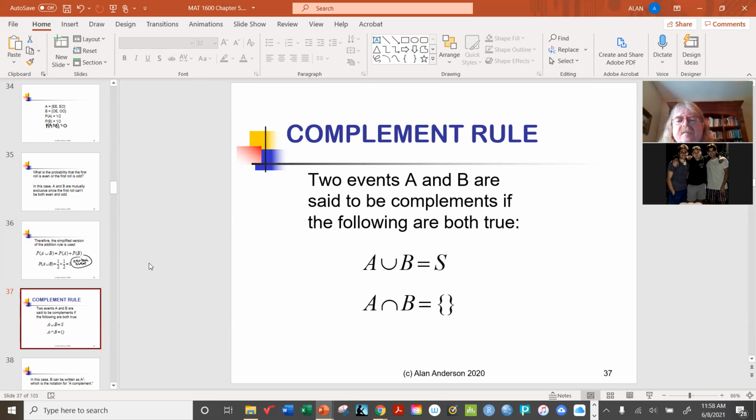Formally, two events are complements if both of the following things are true: if their union is the entire sample space and their intersection is empty, then A and B are said to be complements. So what exactly does that mean? The definition is what it is, but let's try to visualize some examples. Let me just throw some at you so you can see what this is all about. Remember, the union is the sample space, the intersection is empty. It has to be both of them.